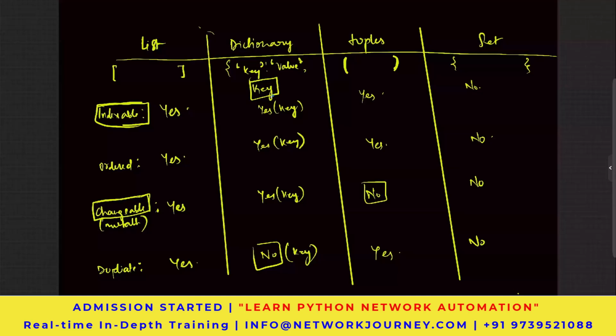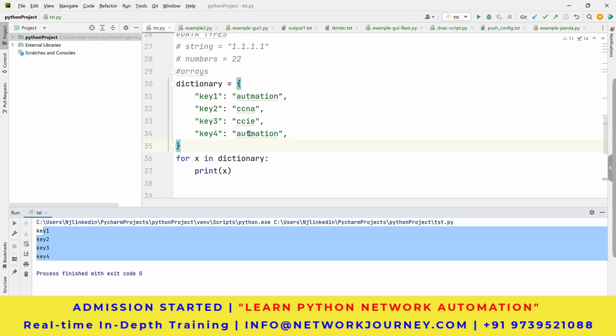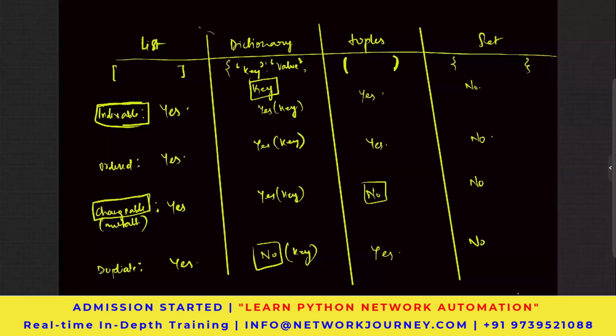So that's why I had mentioned yes for indexable using key. We saw them to be ordered. We saw we can modify or change them using the key method. And duplicates, what about duplicate? Duplicate was getting trimmed off. If you remember, when I put the same thing, the second one was getting trimmed off. So no to the duplicate.